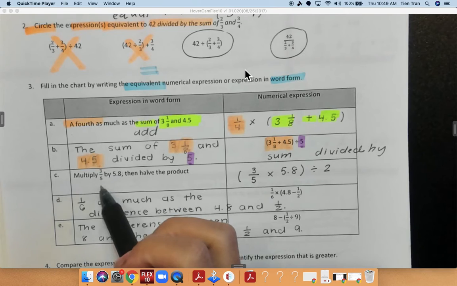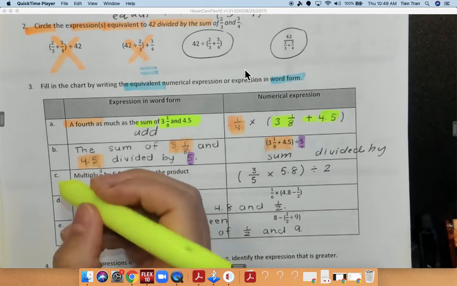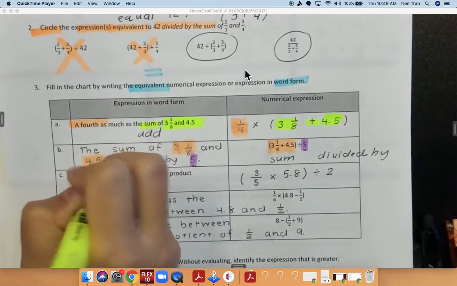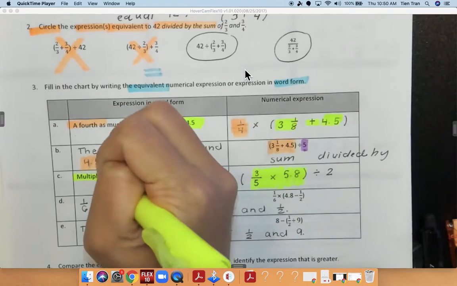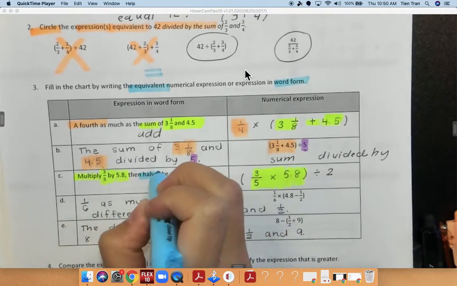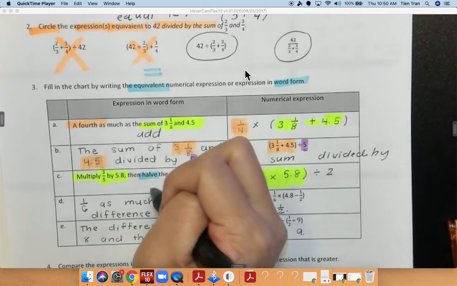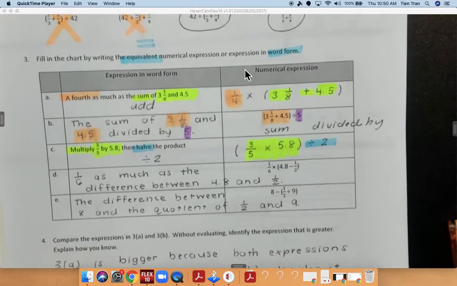Over here we have multiply 3/5 by 5/8, so I am highlighting the word multiply 3/5 by 5/8. So that's what I have there. And then it says half the product. The word half means that you are dividing by 2. So that's where you get your divided by 2 from.